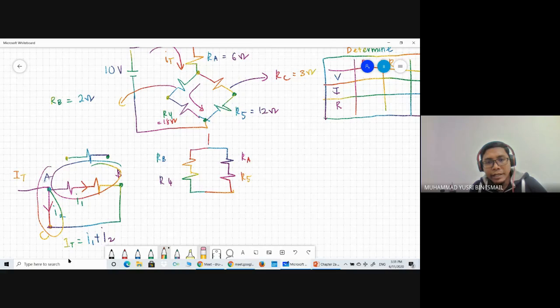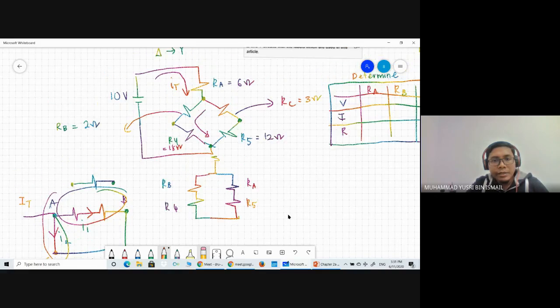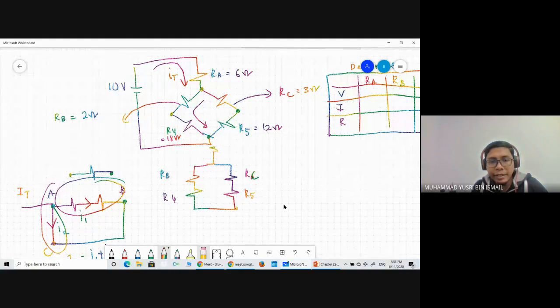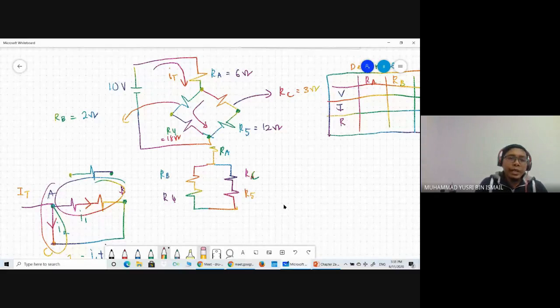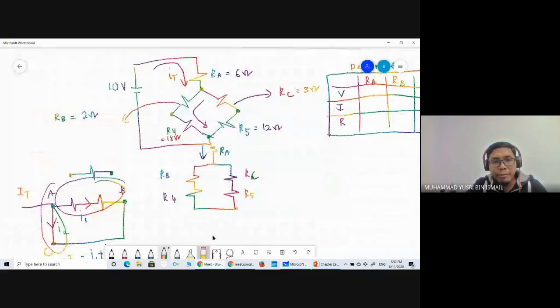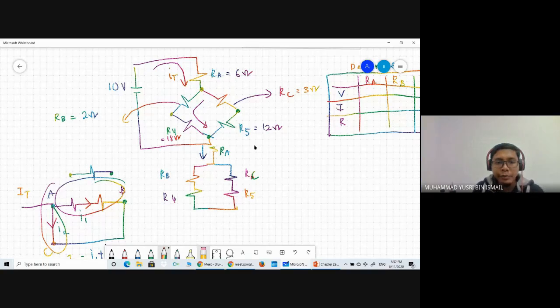And then there's another resistance which is RC, R5, ini RE. Okay, so now we need to determine current flowing at RE. Current flowing at RE must be a total current. So before we can determine the total current, we need to simplify the resistance and determine the R equivalent.